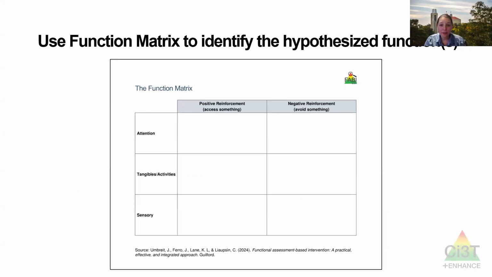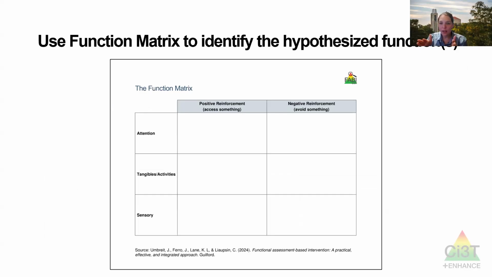So what's going to happen after is we get to take all of the information we've gathered, and we're going to put it into this function matrix. And this is one of the really cool and unique things about functional assessment-based intervention. So the function matrix was developed by John Umbright and colleagues, and it is a way to organize all this information that you've gathered. And the way it's set up, it's super practical.